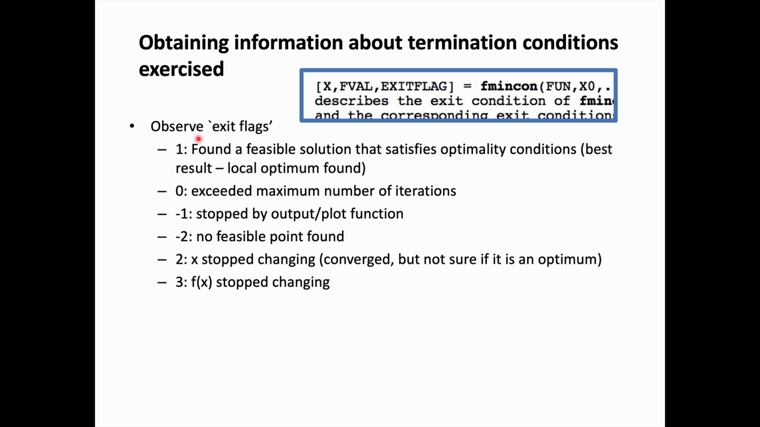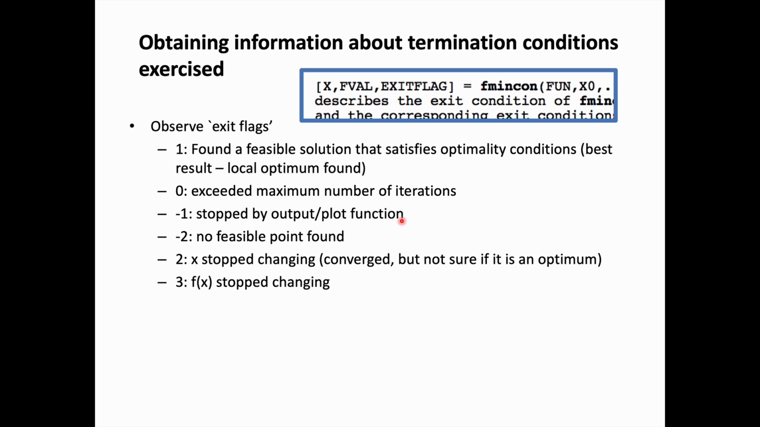So the ideal flag we want to see is 1. This means we have found a feasible solution that satisfies optimality conditions. Or in other words, yes, we have found a local optimum. That's what you want to see. 0, that's when we hit the maximum number of iterations. You don't want to see that. If you see that, you need to figure out why that happened, what has been overlooked.